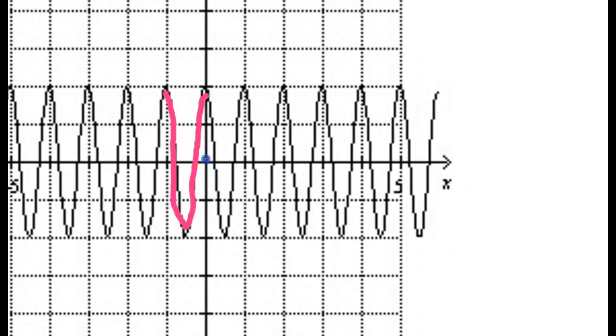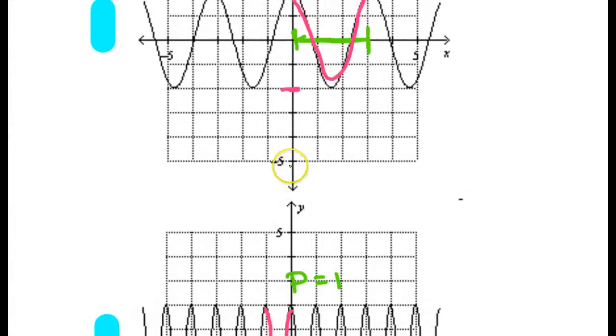Okay, I'm going to use this one as an example. One cycle of this graph is only 1 unit. So for this graph, the period is 1 and not 2.